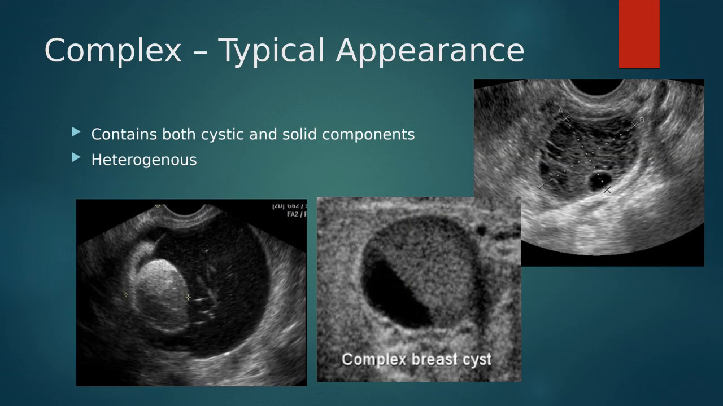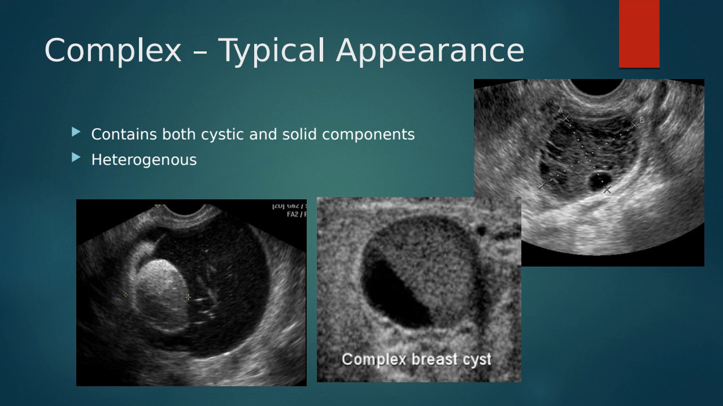Next we have complex. Now in our last PowerPoint we talked about how this is something that we typically don't want to see. We don't want to find a mass that is complex, because that means it is an indented fluid-filled structure that has a solid component. So it's the solid component of a complex finding that we worry about.